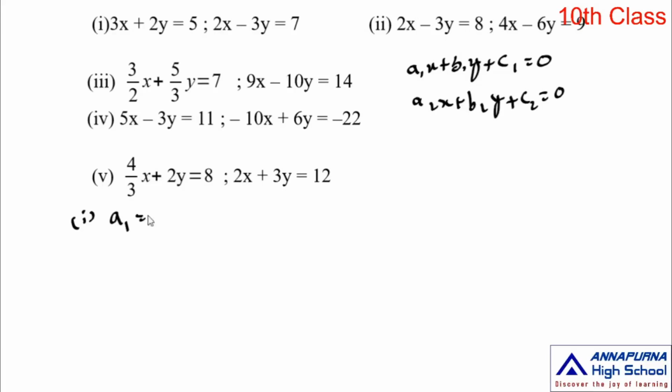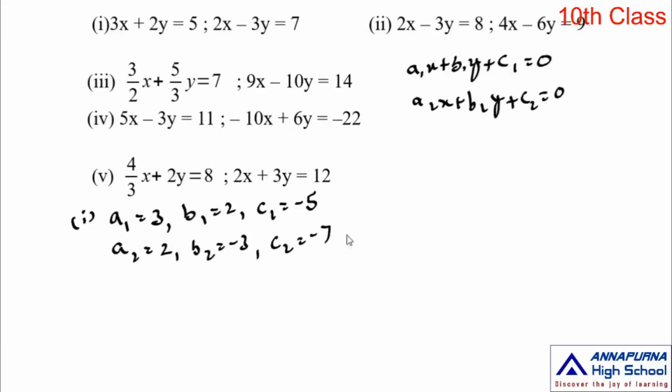a1 is equal to 3 and b1 is equal to 2 and c1 is equal to minus 5. Here constant term is present on the right side, but in the standard form the constant term is presented on the left side. So when you transpose this constant term to left side, it is equal to minus 5. So c1 is equal to minus 5 and a2 is equal to 2, b2 is equal to minus 3 and c2 is equal to minus 7.